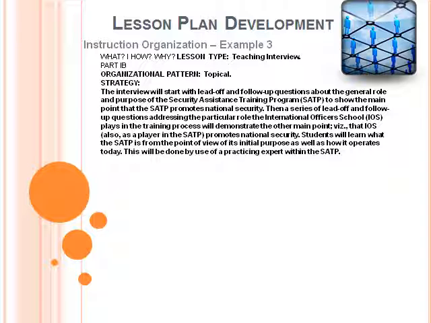The interview will start with lead-off and follow-up questions about the general role and purpose of the Security Assistant Training Program, or SATP, to show the main point that the SATP promotes national security. Then a series of lead-off and follow-up questions addressing the particular role the International Officer School, IOS, plays in the training process will demonstrate the other main point, that IOS, also as a player in the SATP, promotes national security. Students will learn what the SATP is from the point of view of its initial purpose, as well as how it operates today.